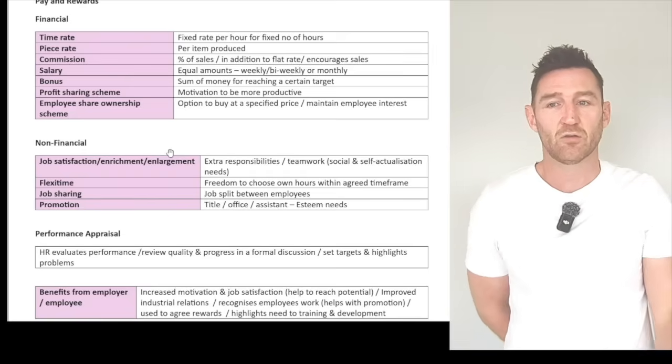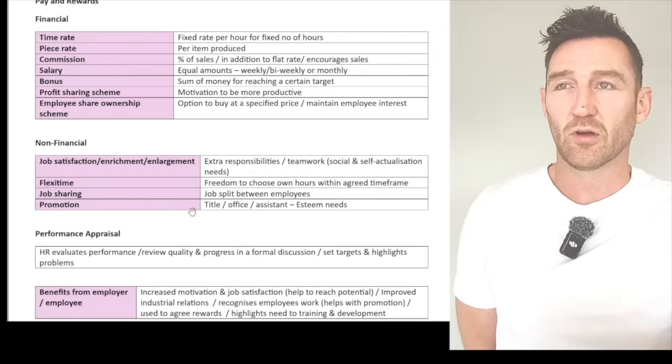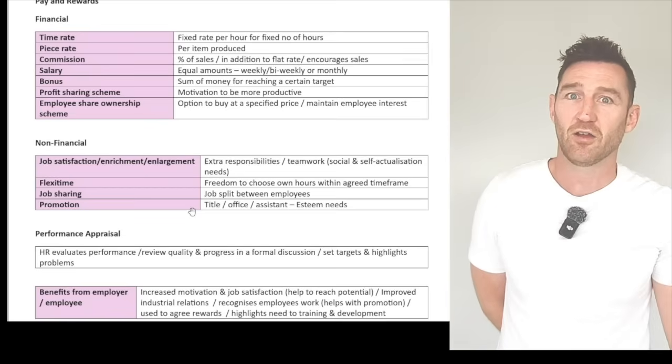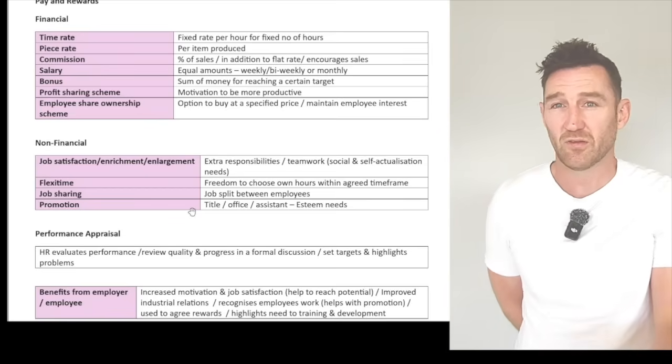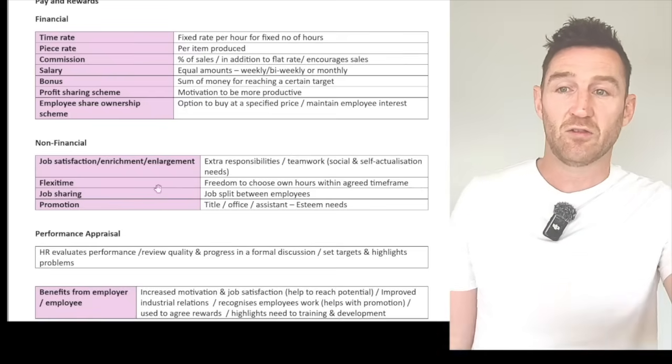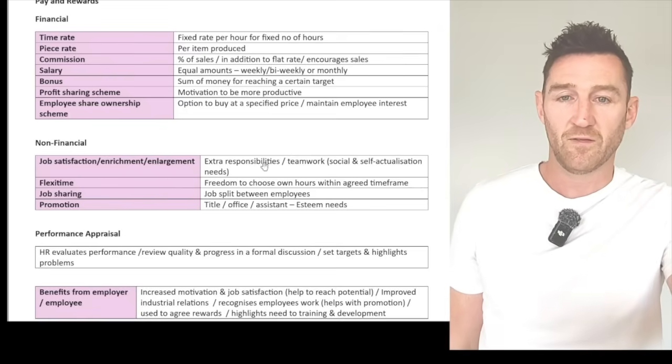It's using keywords, right? So questions on rewards are lovely. If you get long questions like outline the different types of financial and non-financial rewards a business can provide, that's an amazing question, because there's so many answers that you can draw from, right?